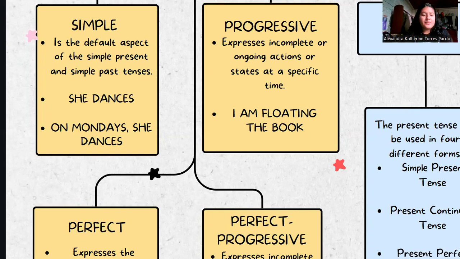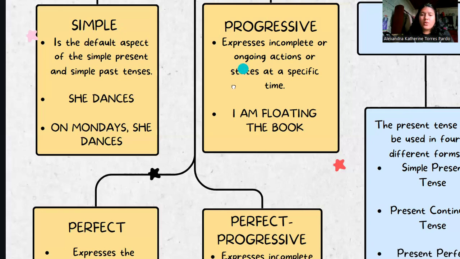For example, she dances. This is a fact. However, it is unclear whether this action is habitual or just a fact. To provide more context, on Mondays, she dances. Now, it is clear that this is a habitual action, not just a fact. It is not a complete action, since it happens every Monday.